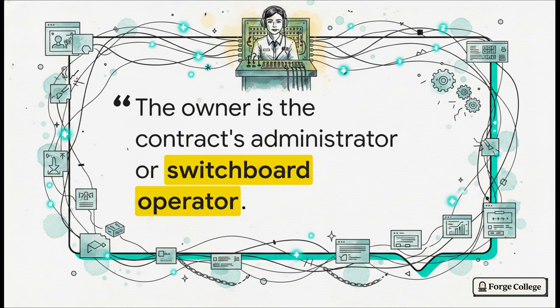To quote our source material directly here, the owner is the contract's administrator or switchboard operator. Now, unlike multi-role setups that split responsibilities so no single person can accidentally bring down the ship, the ownable pattern kind of throws all that out the window. It goes all in on absolute simplicity, giving a single, exclusive account total control over the contract.